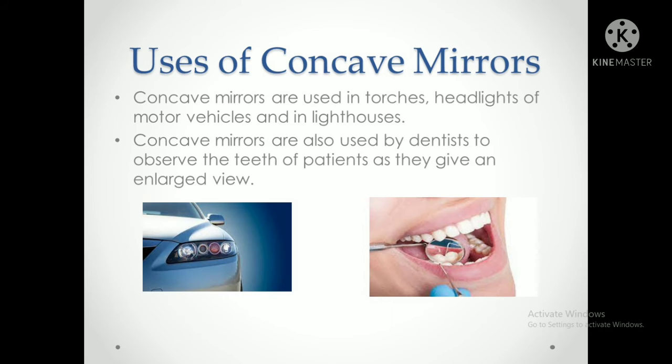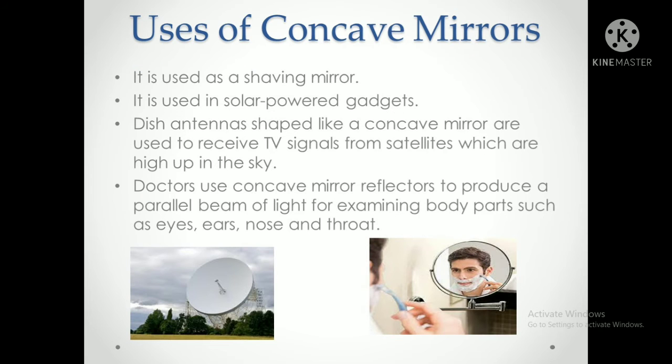Okay. Next, see here, it is also used as a shaving mirror. It is used in solar power gadgets. Then dish antennas shaped like the concave mirror are used to receive TV signals from satellites which are high up in the sky. And doctors use concave mirror reflectors to produce a parallel beam of light for examining body parts such as the eyes, ears, nose and throat.